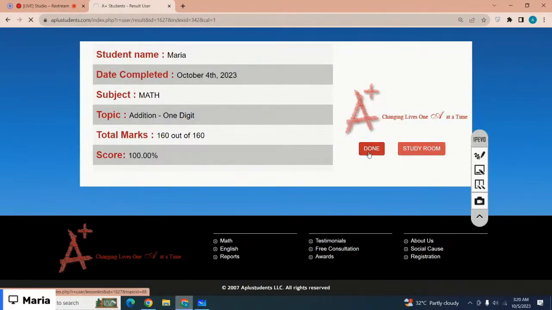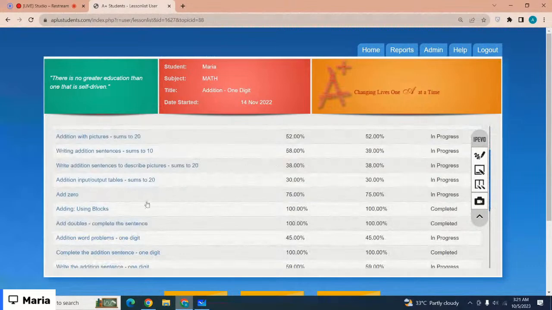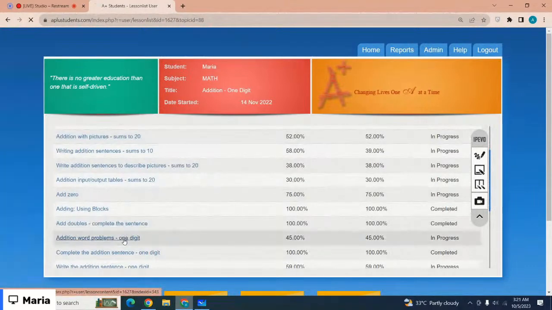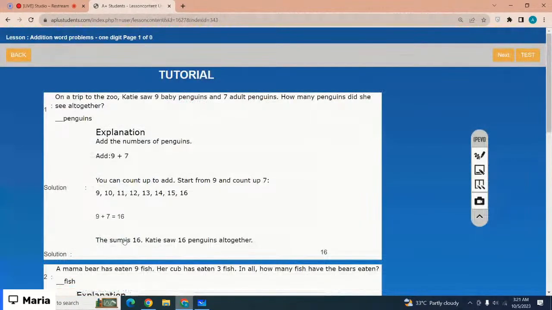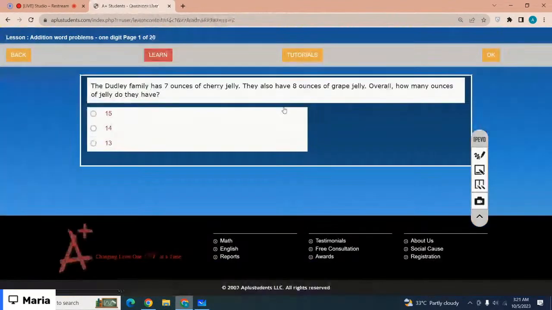Okay, we are done with the lesson. Let's just move on to the next one. The next one is addition word problems, one digit, right? So let's just start with the word problems. You just have to understand the question. The basic thing is understanding the statement because you already know how to add, right? You have to count the numbers all together, right? So let's just start with the first example.